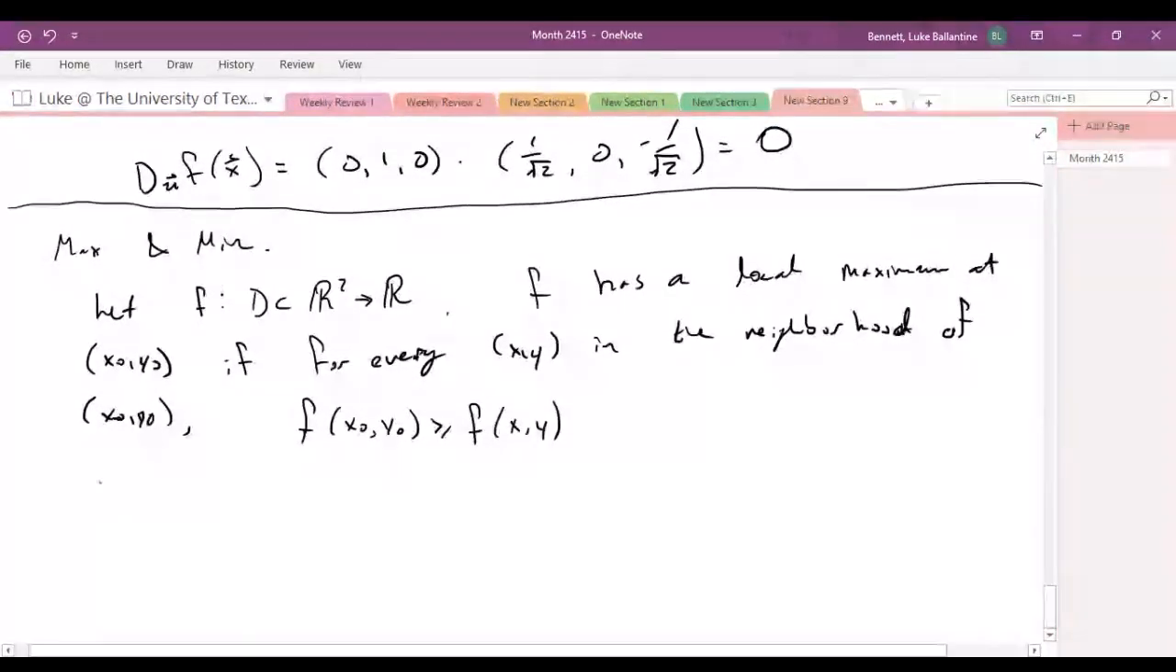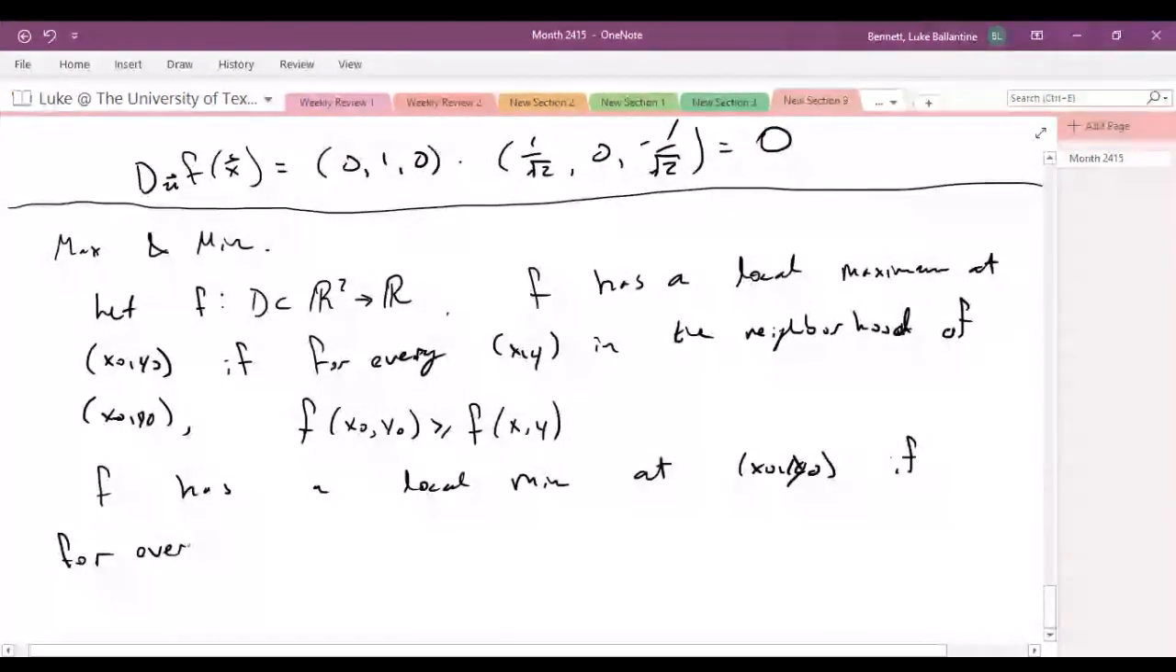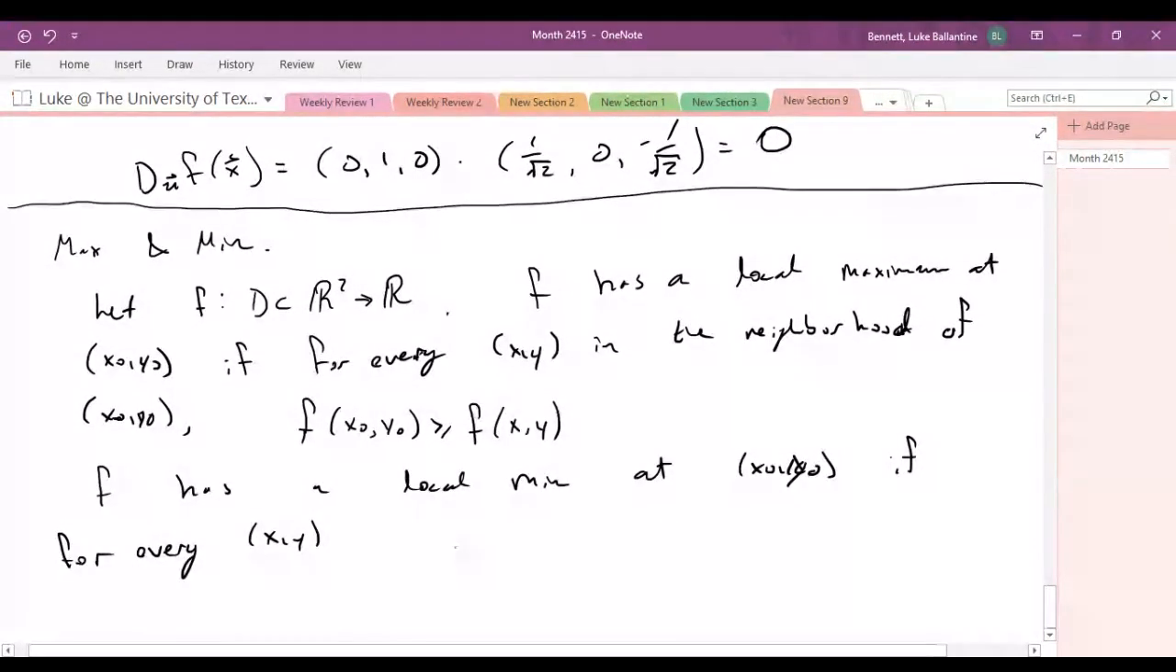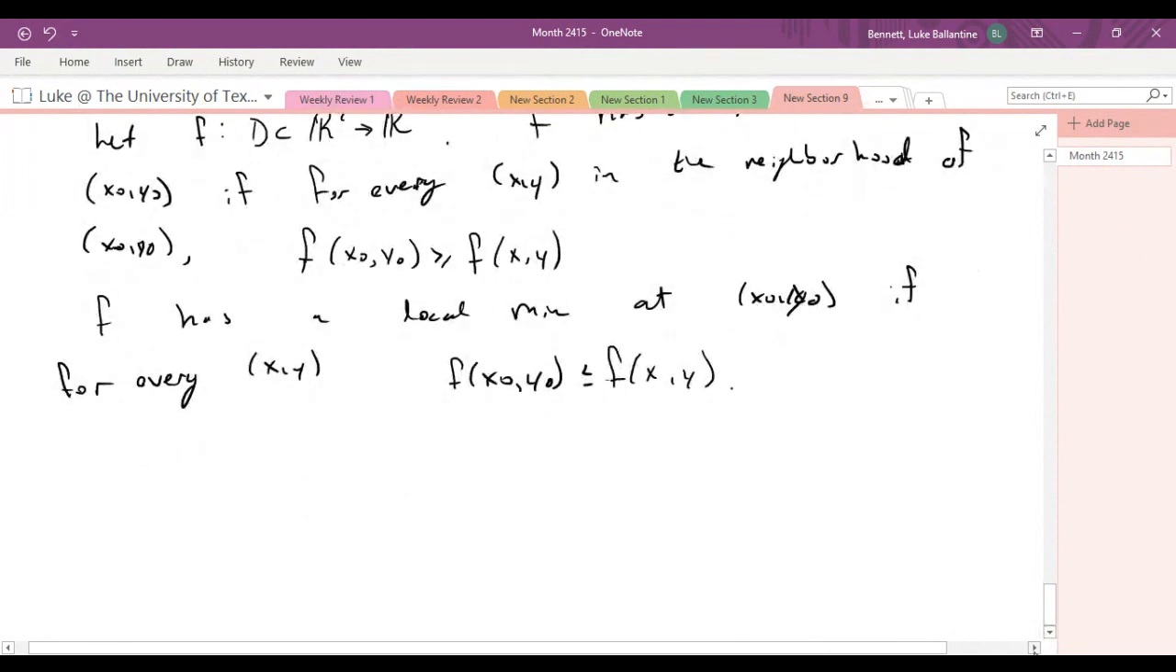On the other hand, f has a local minimum at x naught, y naught if for every x, y in the neighborhood of x naught, y naught, f of x naught, y naught is smaller than or equal to f of x, y. Okay. Now, let's recall from single variable calculus, right? We had critical points.